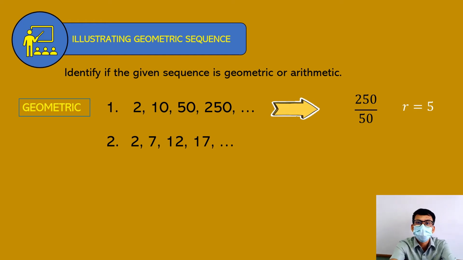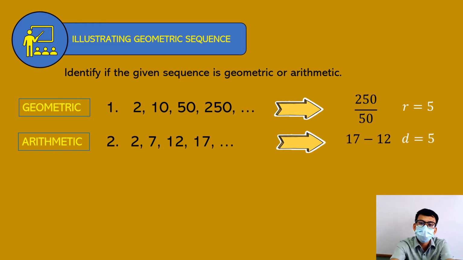7 minus 2, that is 5. 12 minus 7, that is 5. 17 minus 12, that is 5. So we can say that this sequence is an arithmetic sequence, because there is a common difference, and the common difference is 17 minus 12, which is equal to 5.